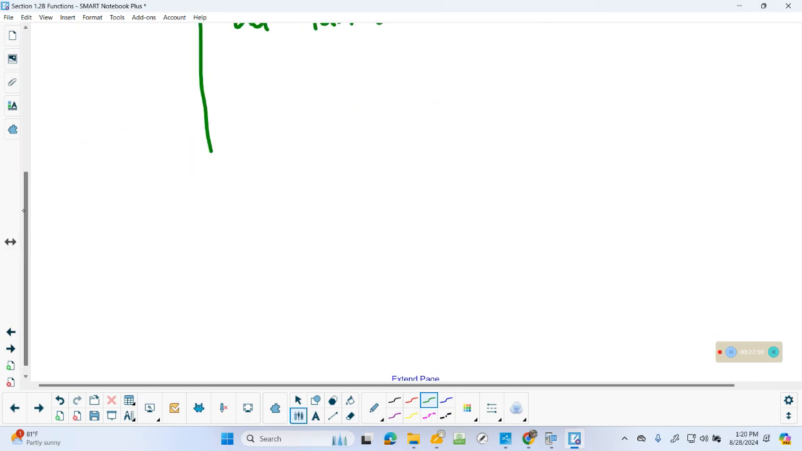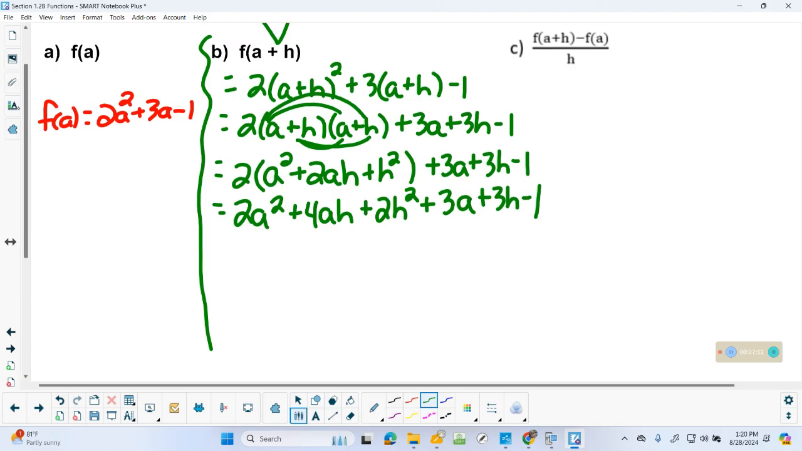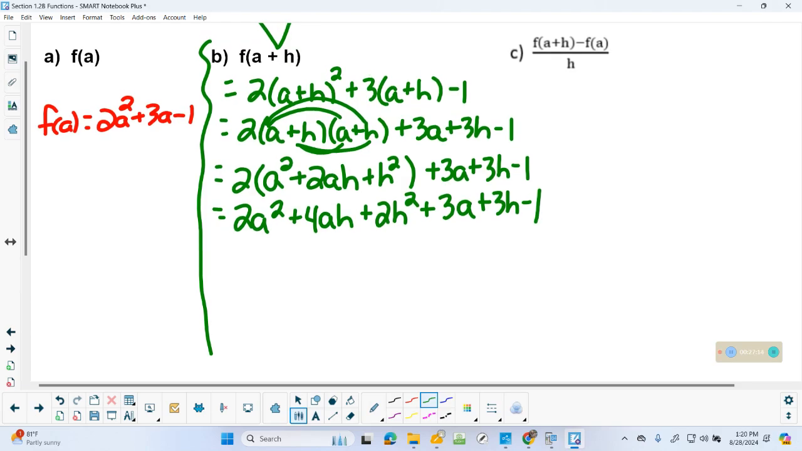I scrolled too far, kids. Okay. Take a look at all those terms. Are any of them like? No. Okay. Now, part C is actually what we refer to as the difference quotient. Difference, subtraction; quotient, the fraction mark. We have all the information up here we need to do part C.